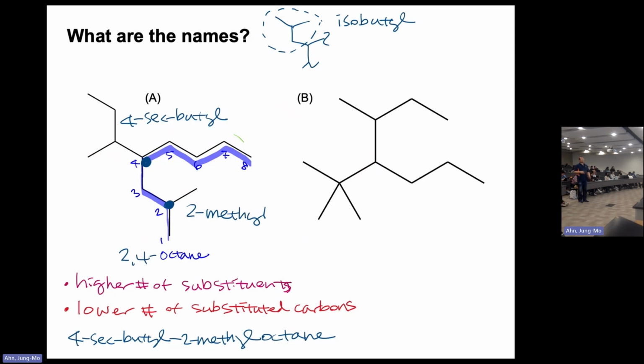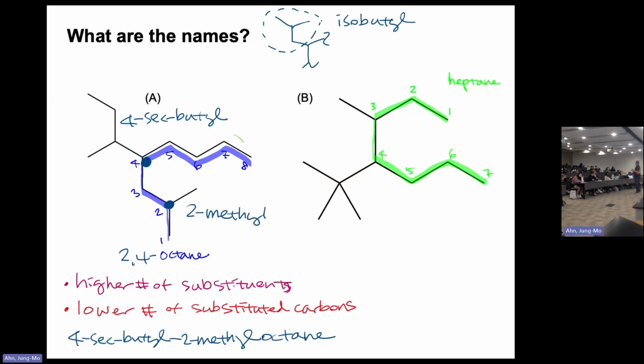What about this one? Again, same rule. Rule number one, what is the longest chain in that molecule? Should we go this way? 1, 2, 3, 4, 5, 6. Hexane. Is there any longer one, or the same one with maybe higher priority? If you count this way, 1, 2, 3, 4, 5, 6, 7. So which one is larger? 7 over 6. The answer is heptane.